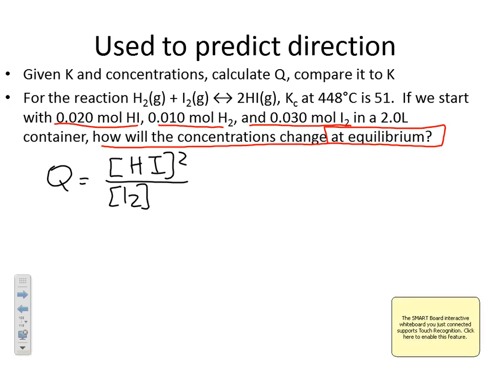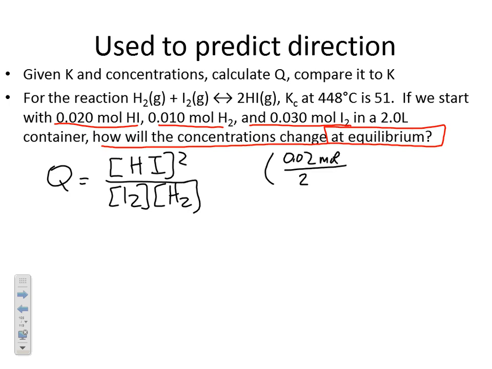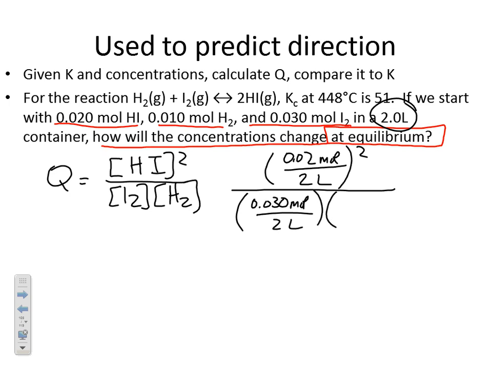Now notice they gave us moles and liters. We do need concentration here, so I'm not going to take the mole values and plug them directly in. I am going to convert moles into molarity first and then plug it in. So in my expression, I'm going to have the concentration of HI, which is 0.02 moles divided by 2 liters, and I'm going to square that. I'm going to divide that by the concentration of I2, which is 0.030 moles over 2 liters, times the concentration of H2, which is 0.01 moles over 2 liters.